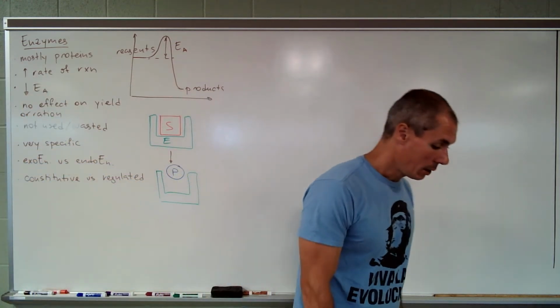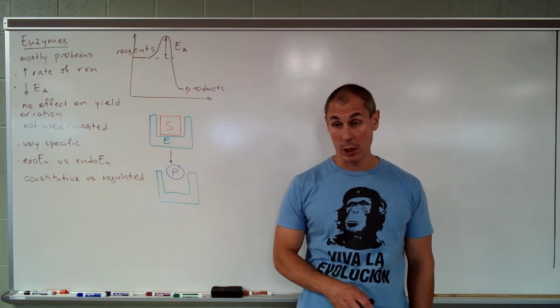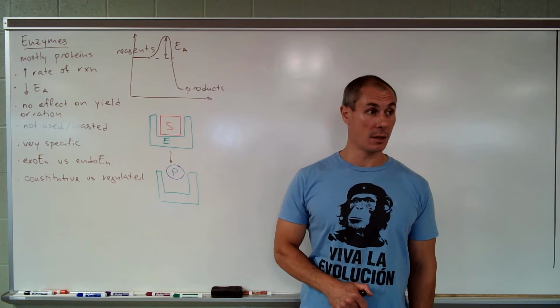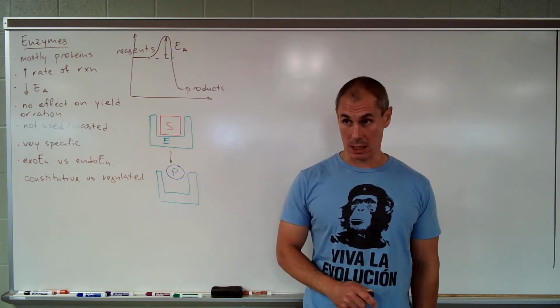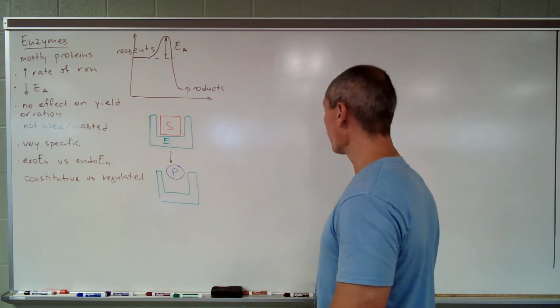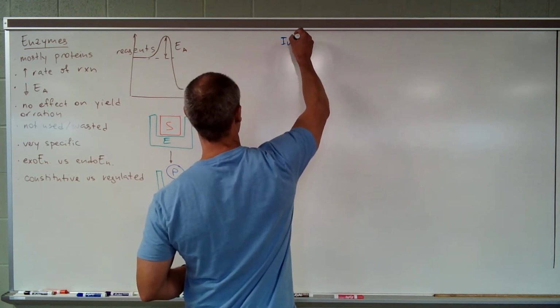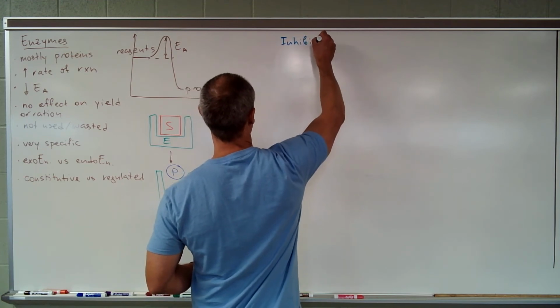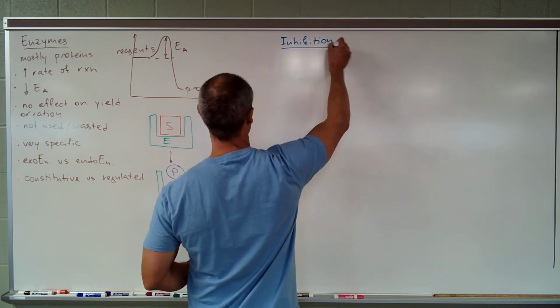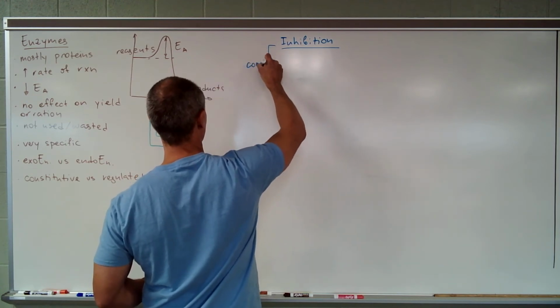So first, we're going to talk about if the enzyme is already produced, how can you regulate the enzymatic activity, okay? So you can regulate it via inhibition. So enzymatic inhibition can be of two types, competitive and non-competitive.